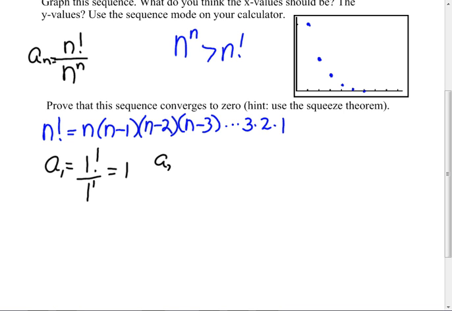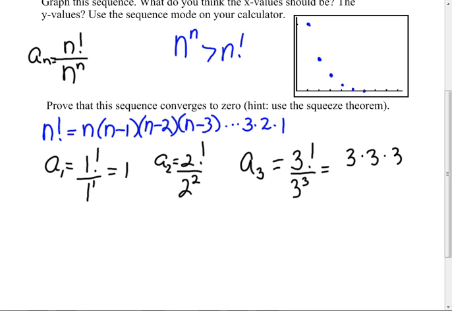1 factorial over 1 to the 1. A2 is equal to 2 factorial over 2 to the 2. A3 is 3 factorial over 3 cubed. Okay, let me write that out. That's 3 times 2 times 1, I did it upside down at first, over 3 times 3 times 3.